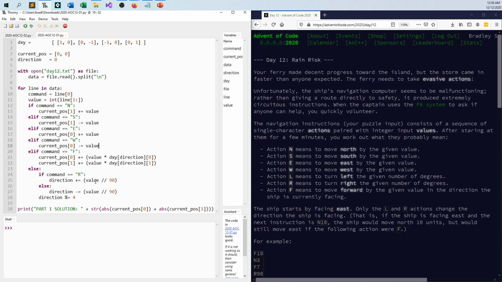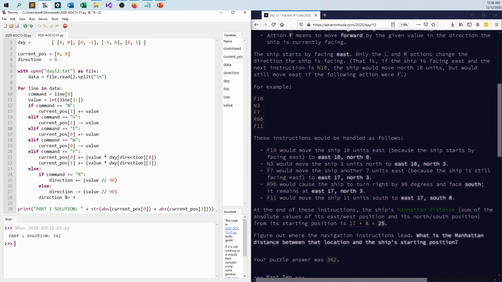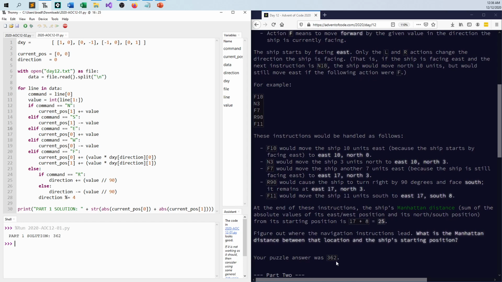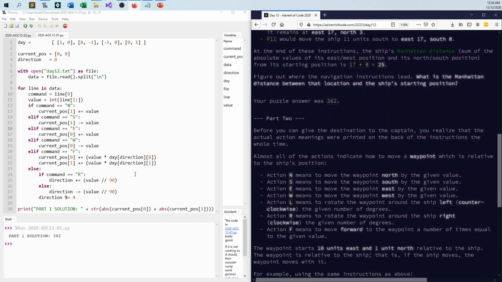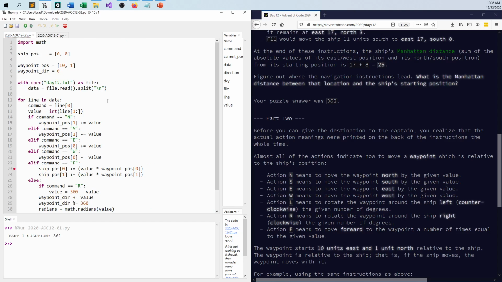So if I run every command through my data set, I get the answer of 362 units, and that's how far I am for part 1. The Manhattan distance is 362. Now part 2 is a little bit different, and this is again where I would love to hear from you guys and know where you come in and make this a little bit different.